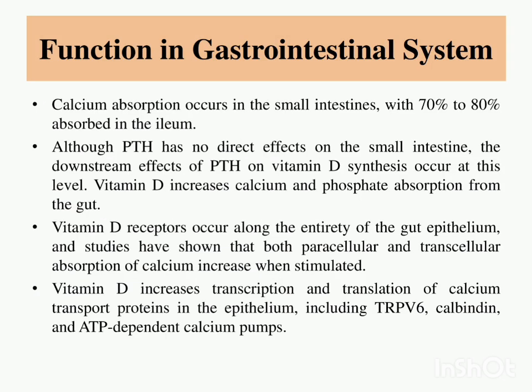Function in gastrointestinal system. Calcium absorption occurs in the small intestines, with 70% to 80% absorbed in the ileum. Although PTH has no direct effects on the small intestine, the downstream effects of PTH on vitamin D synthesis occur at this level. Vitamin D increases calcium and phosphate absorption from the gut.